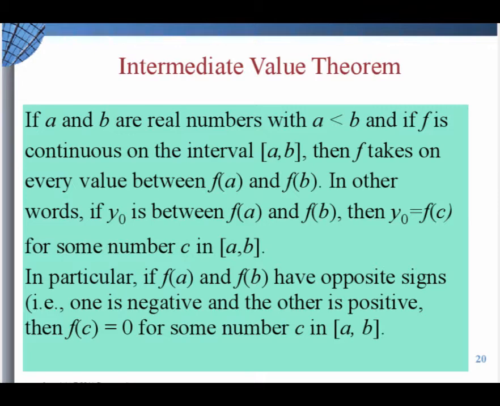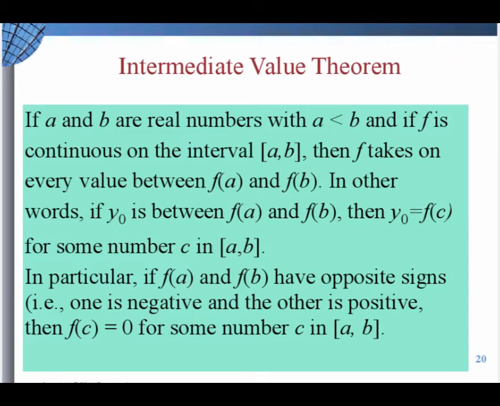In particular, if f of a and f of b have opposite signs, i.e. one is negative and the other is positive, then f of c equals 0 for some number c in the interval a b. And I'm going to show you what this means graphically here in just a second, but if you think about that last statement, here's the power of the intermediate value theorem.